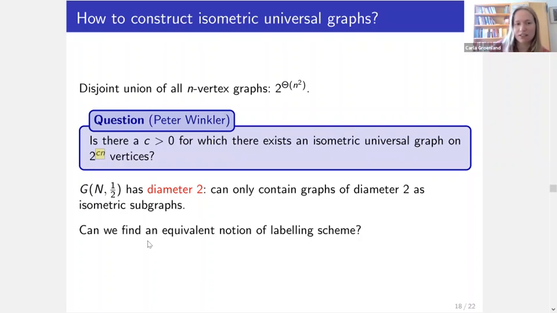So the way that the induced universal graphs were constructed, there's sort of 2 ways which I've seen. First of them is taking random graphs, and the second are via labeling schemes. So random graphs are going to be a bit difficult because they tend to have small diameter, and therefore they can only contain graphs of small diameter as isometric subgraphs. So a natural question is then, can we do it via some notion of labeling scheme? So we haven't been able to find something precisely equivalent, but we have found sort of 2 related labeling schemes. One of them already existed and one of them we've invented that allowed us to answer this question.